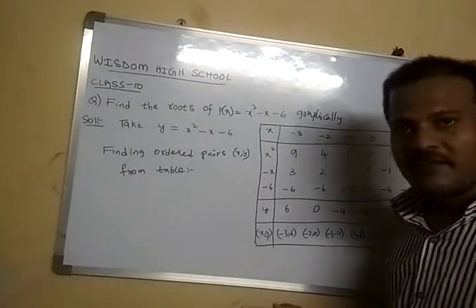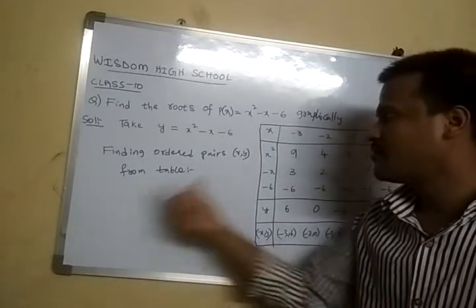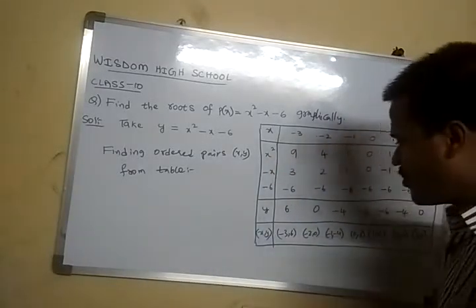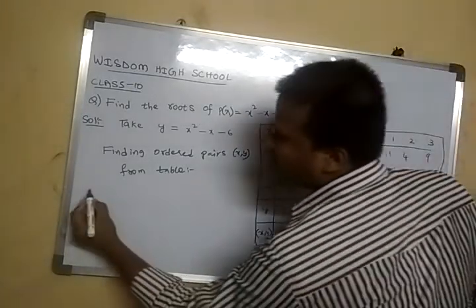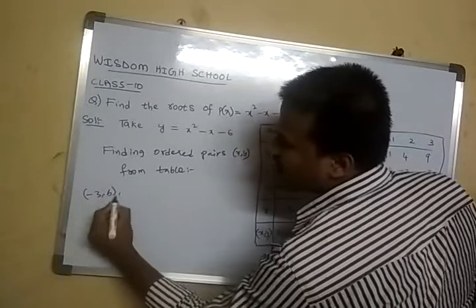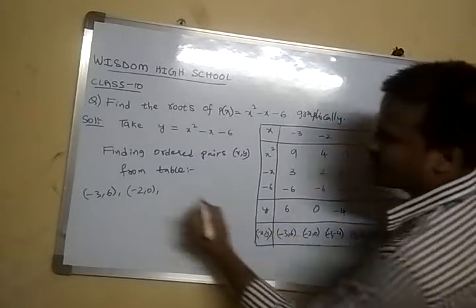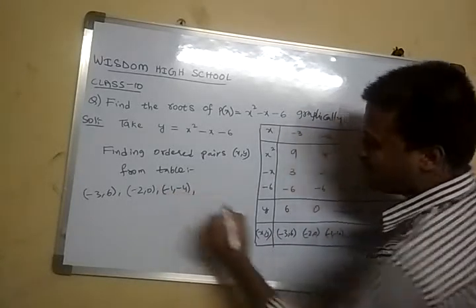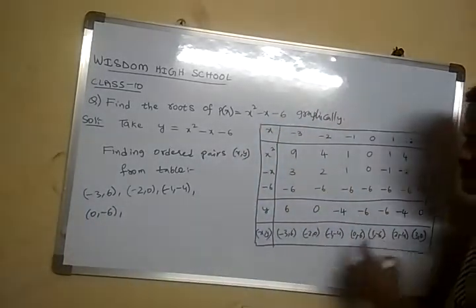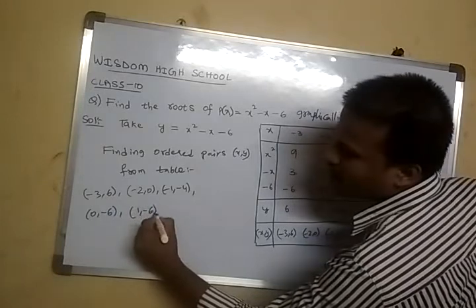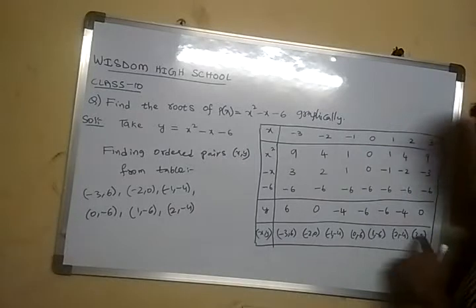Just for my convenience, I am writing all these ordered pairs to this side. Why? Because I need to draw the graph here. So I'm writing all these ordered pairs here, whatever we got: minus 3 comma 6, minus 2 comma 0, minus 1 comma minus 4, 0 comma minus 6, next 1 comma minus 6, next 2 comma minus 4, next 3 comma 0.